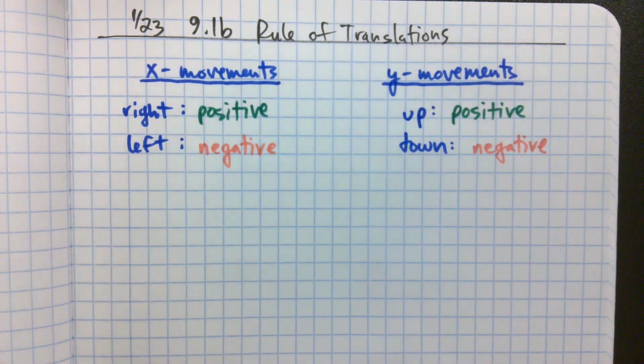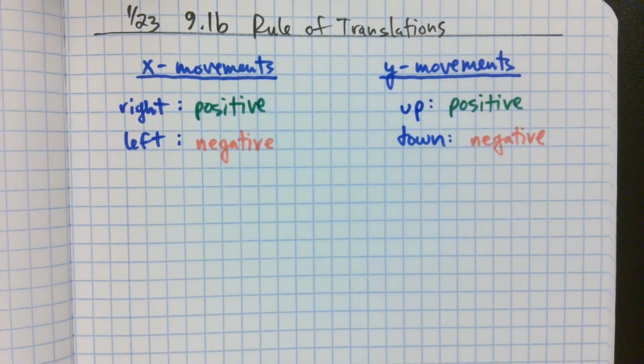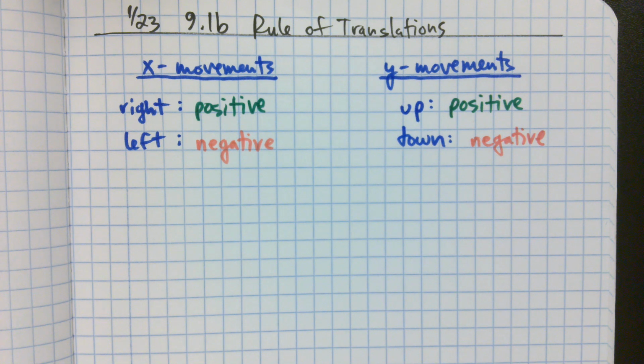This is one of those things that we really just have to understand. Once we have this as a second nature understanding in our heads, our work is going to become a lot easier for us. Right and up are positive movements. Left and down are negative movements.